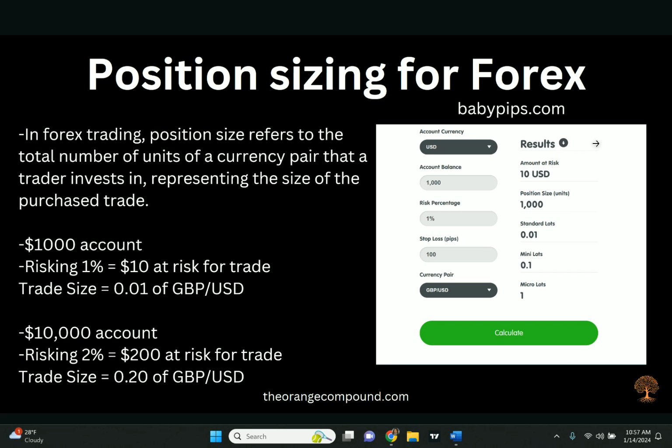Now, what you would enter when placing the trade, you wouldn't enter the micro lots or the mini lots, you would enter the standard lots. That's what you would input. So if you had a $100 or $1,000 account, you wanted to risk 1% with a 100 pip stop loss, you would do 0.01 as your trade entry.